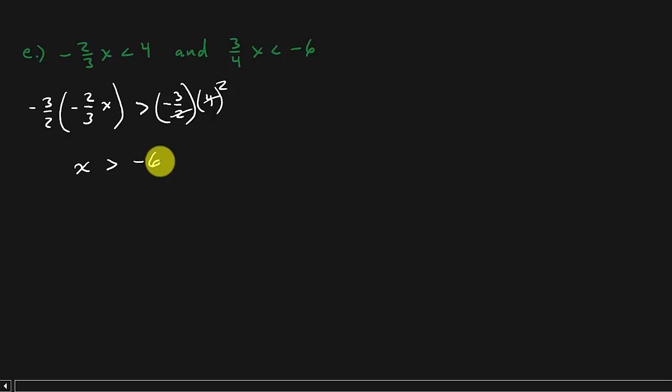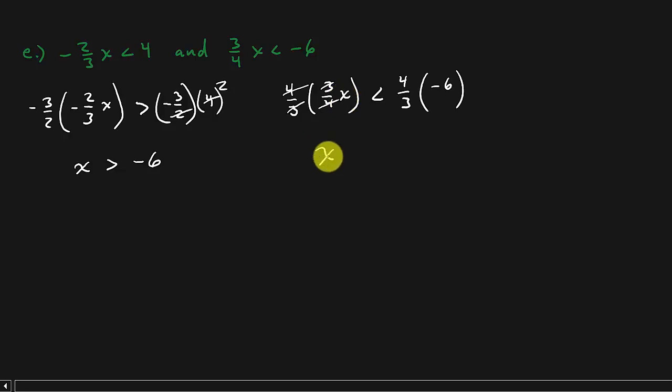All right. Now let's look at this one. Same thing here. I'm going to multiply both sides by the reciprocal of what's in front of x, which is 4/3. So that's going to be 4/3 times 3/4 x less than 4/3 times -6. All right, so those cancel. That goes to 1x. And then that cancels with that. That's -2 and 1. So that is x less than -8.